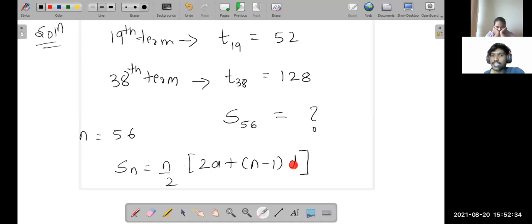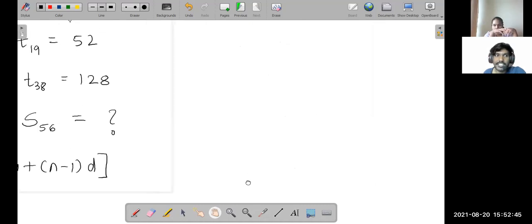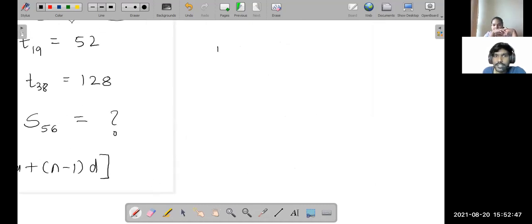Now, A and D you have to find out by using these two pieces of information that are given to you. So let's do that first. T19. You have to use the Tn formula. Tn is A plus N minus 1 into D. This will be simultaneous equations. So first let's do T19.